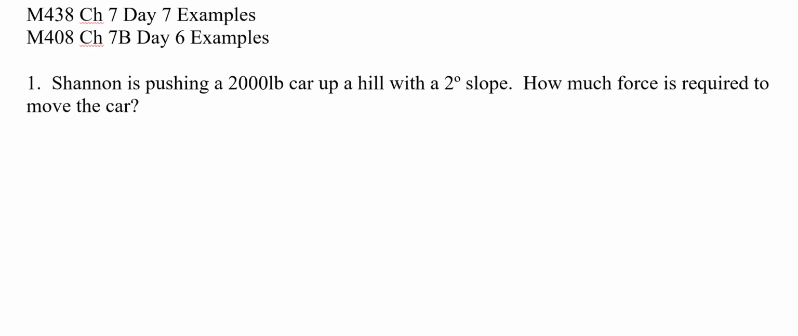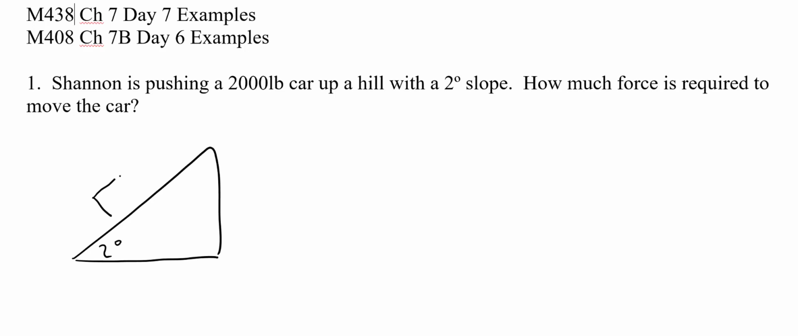We'll get to those problems in a second, but let's just get started with this problem. Shannon is pushing a 2,000-pound car up a hill with a 2-degree slope. I'm going to sketch a quick picture here. This is 2 degrees, and I'm not very good with drawing things, so that's a car. Ooh, a very sleek looking car. You have to draw more than just this. By the way, this is a right angle here. This object has a downward force like this, and it asks how much force is required to move the car.